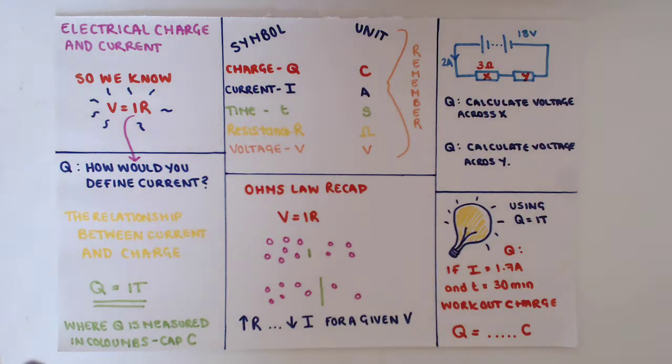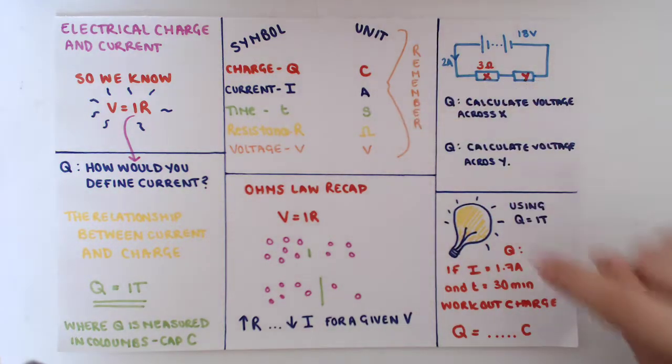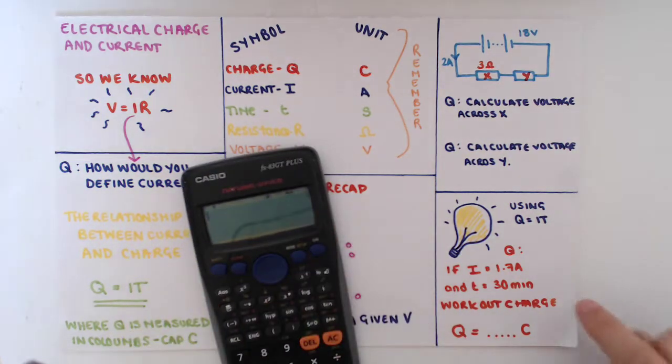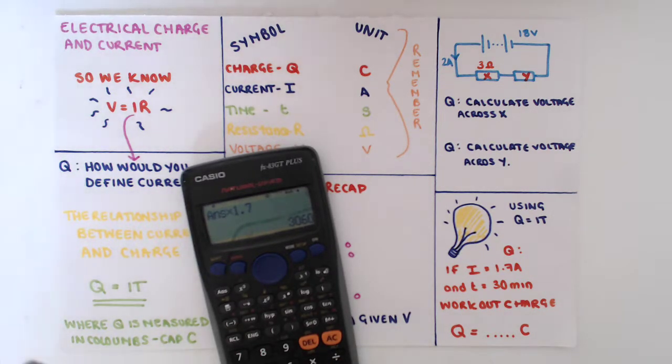To work out the charge using this equation, we essentially multiply I and T. But remember, time has unit seconds, and this is in minutes. So you want to convert minutes to seconds. 30 times 60 gives you 1,800 seconds. So that's what your T is. If you multiply that by 1.7, you get 3,060 coulombs. For those who got it right, well done. But just remember the tricky thing about this question is the minutes part. If you see minutes, always convert it to seconds. Okay, hopefully that makes sense.